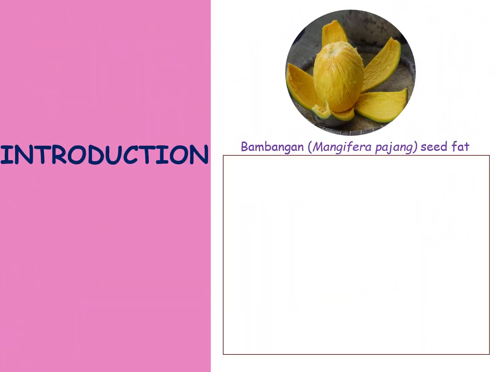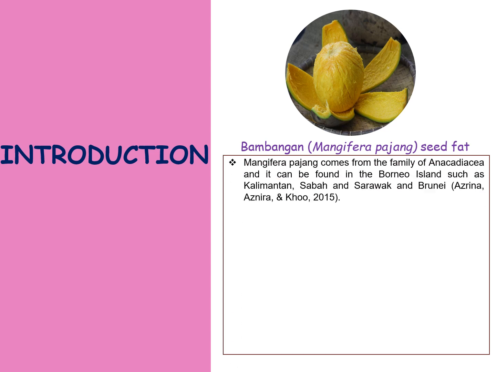Bambangan is known as a wild mango, and in Malaysia, it is only cultivated in certain places, such as in Sabah. It comes from the mango family, which is the Anacardiaceae, and is distributed around Borneo Island, such as Kalimantan, Indonesia, Sabah and Sarawak, Malaysia, and then in Brunei.